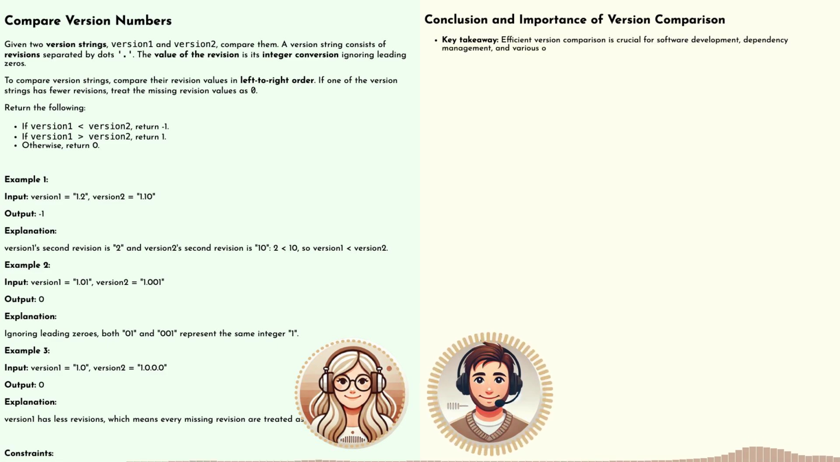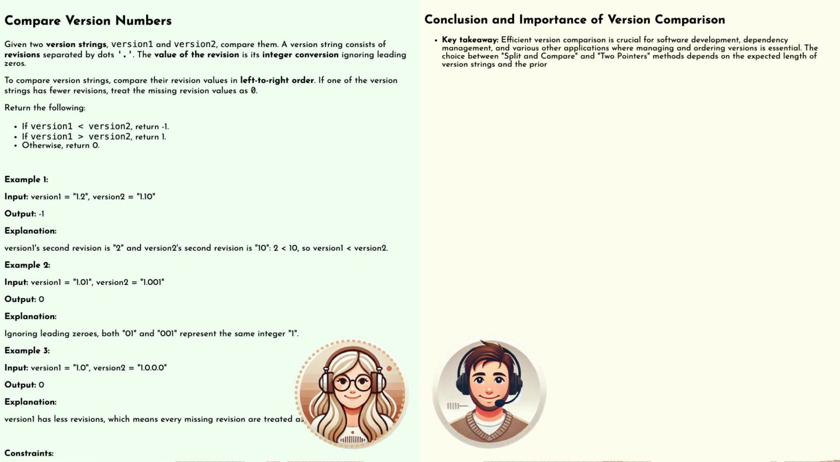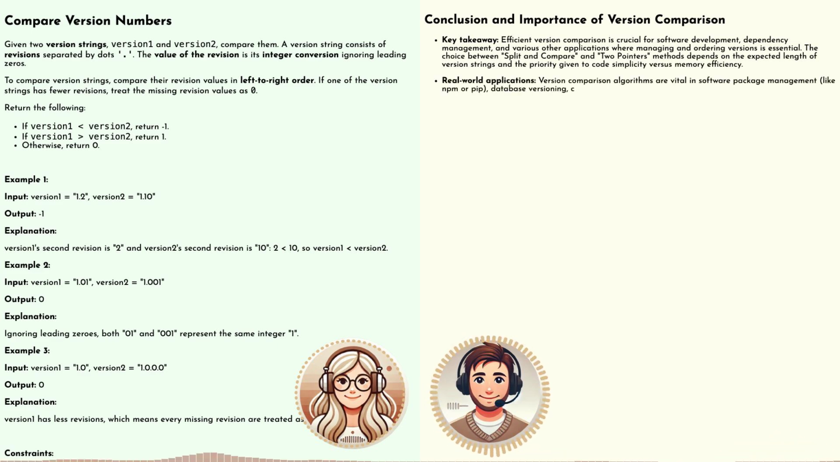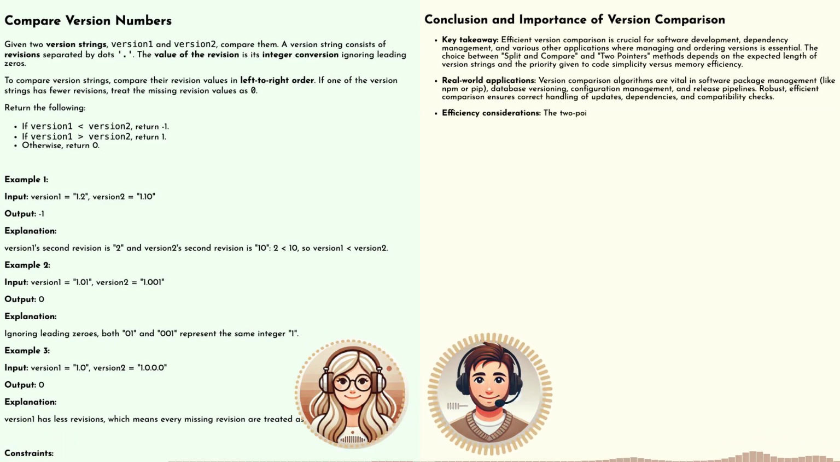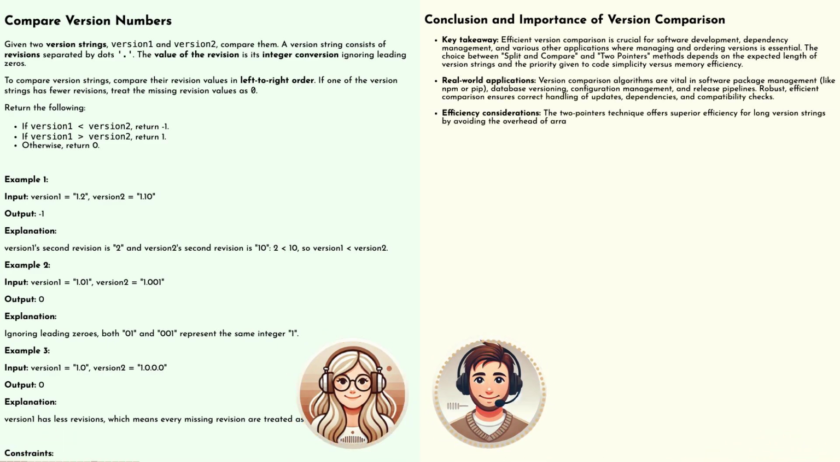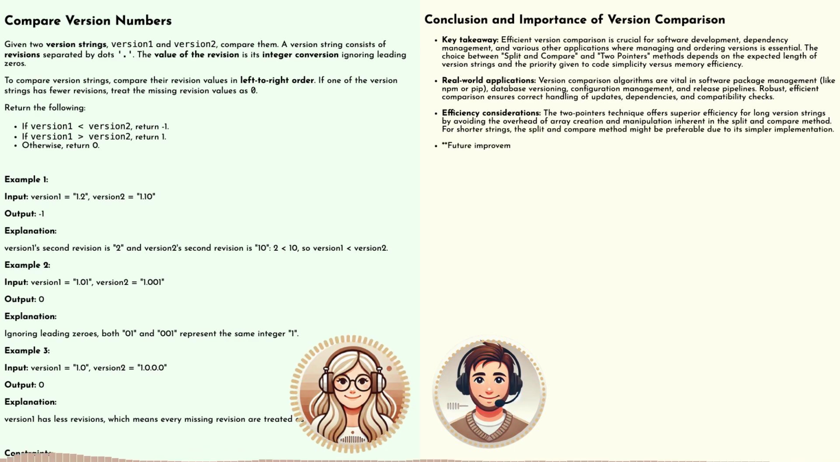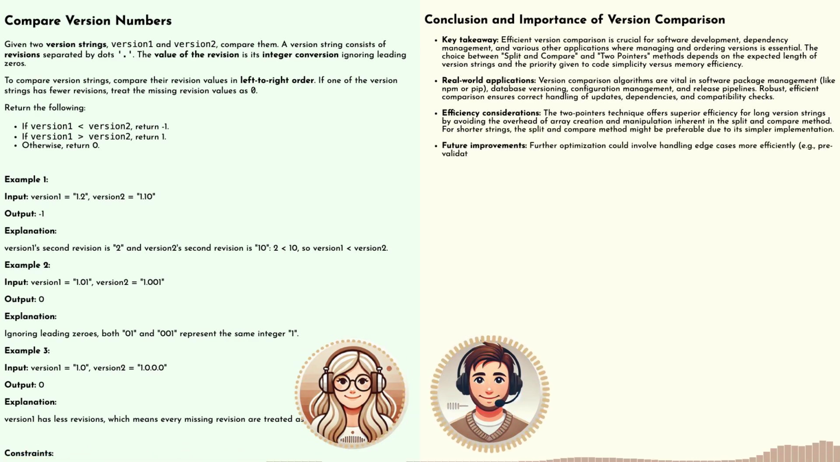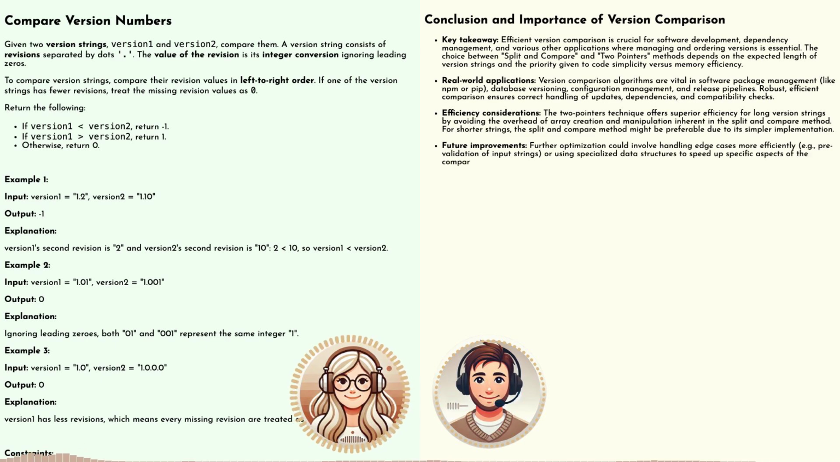Well, we've covered a lot of ground today. We've explored the ins and outs of comparing version numbers, looked at two very different approaches, and even got into the nitty-gritty of pseudocode. We did. Hopefully now our listeners have a really good understanding of this important concept. Yeah, and remember, understanding version comparison is crucial in so many different areas of software development. It really is. Whether you're managing dependencies, ensuring smooth updates, you name it.